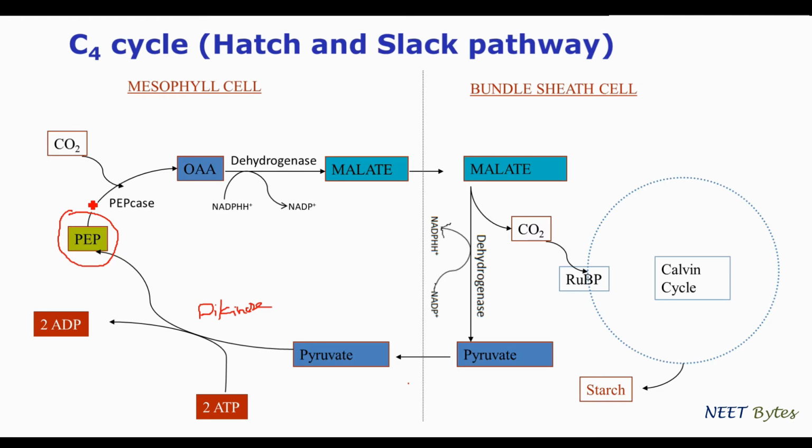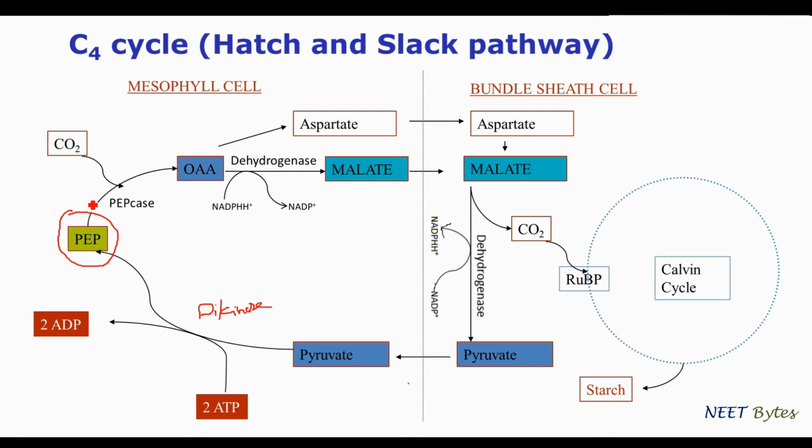There are a few cases in which instead of malate, it is aspartate that is transferred. So oxaloacetate gets converted into aspartate, aspartate is transported to the bundle sheath cell, and aspartate is converted back to malate, and the rest of the reaction remains the same. So what is the key learning? The key learning is that there are only a few things that can cross from mesophyll to bundle sheath cells. They are malate, aspartate, and pyruvate. These can cross, other molecules cannot.